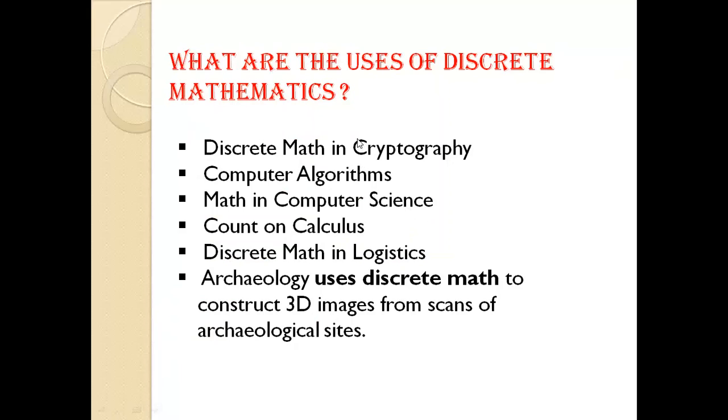Now we see the uses of discrete mathematics. Basically discrete mathematics is used in many places, like discrete maths in cryptography. The second example is computer algorithms. The third example is maths in computer science. We are now studying discrete mathematics in computer science. Count on calculus: there is some part of discrete mathematics in calculus too, and in logistics. Archaeology also uses discrete mathematics to construct 3D images from scans of archaeological sites.